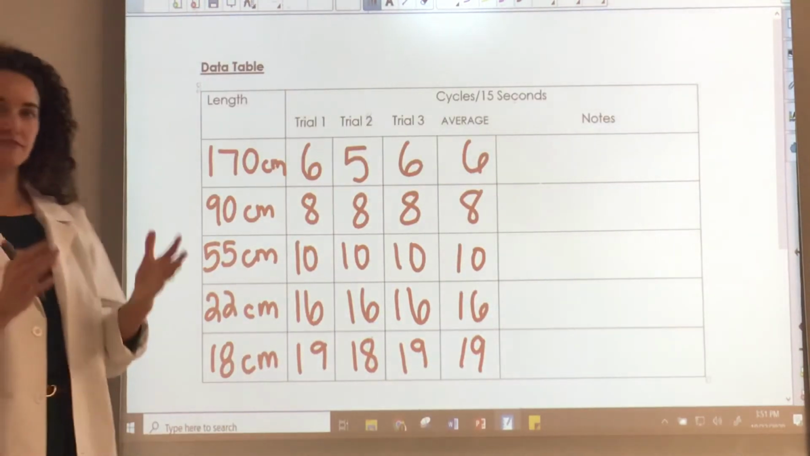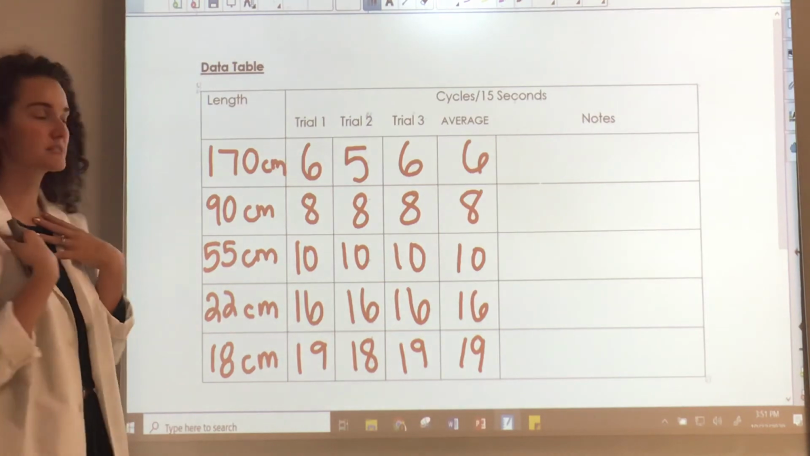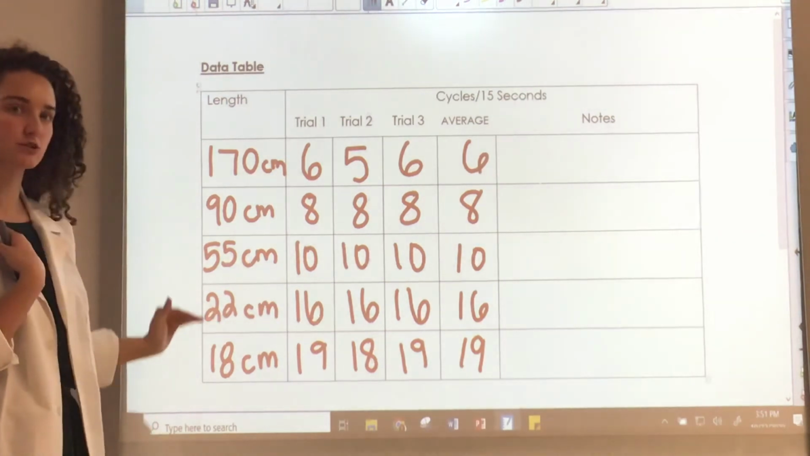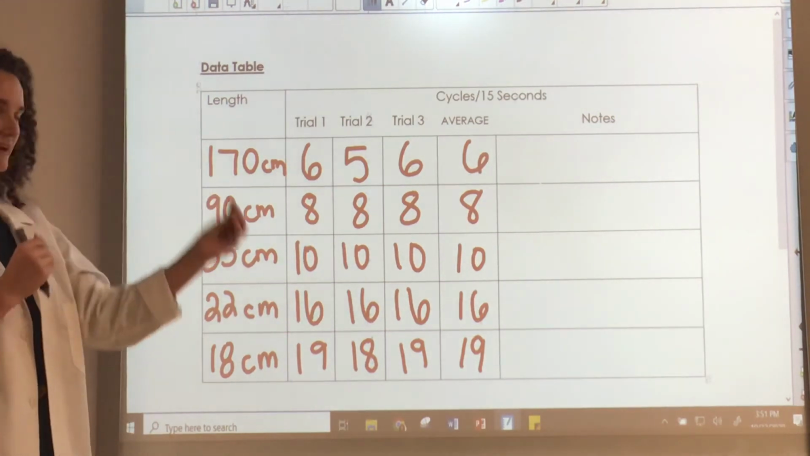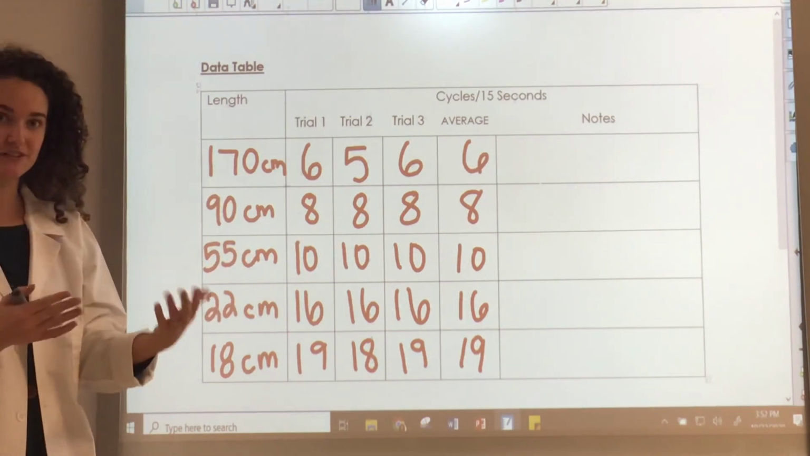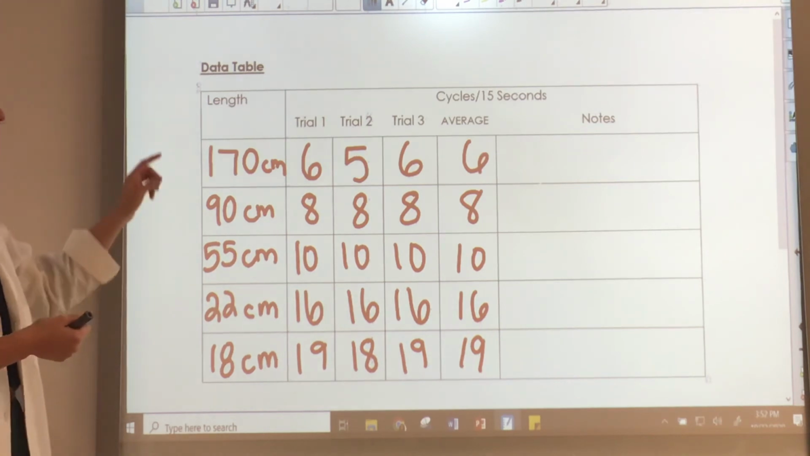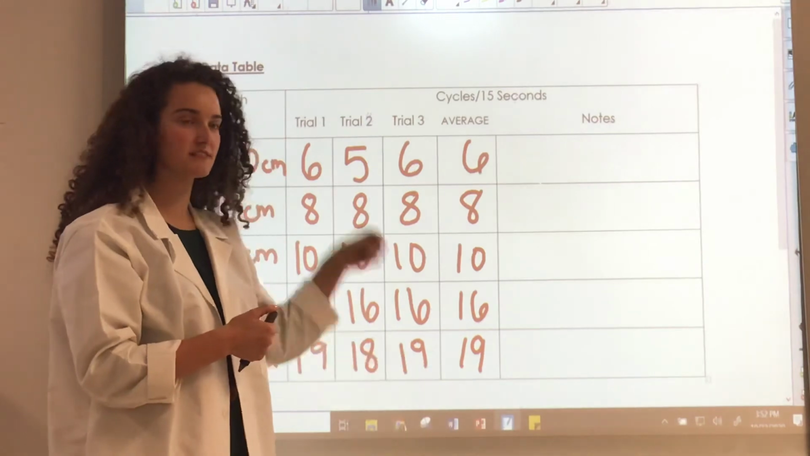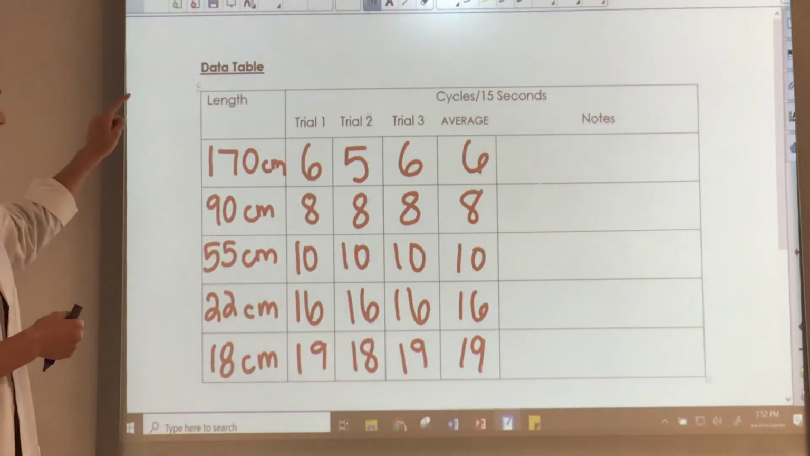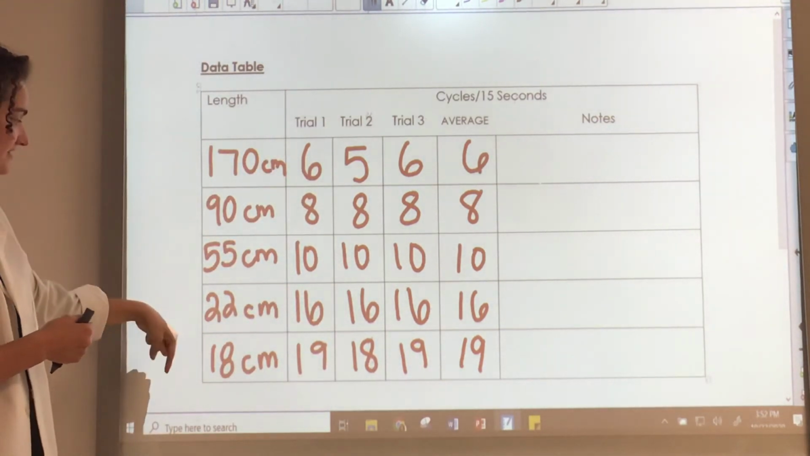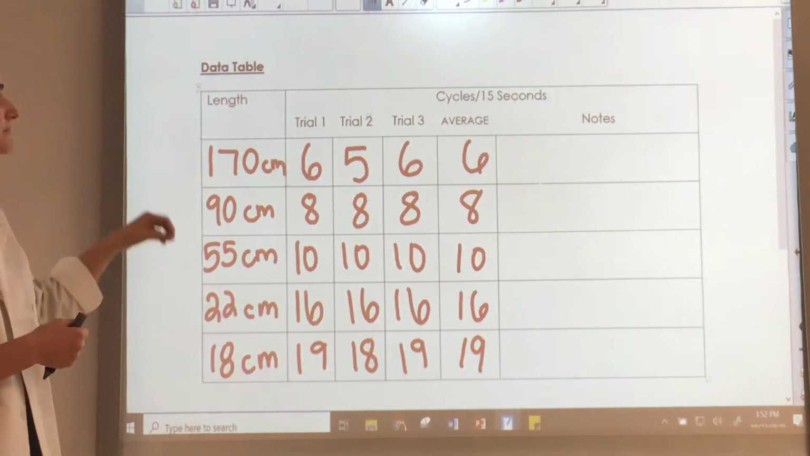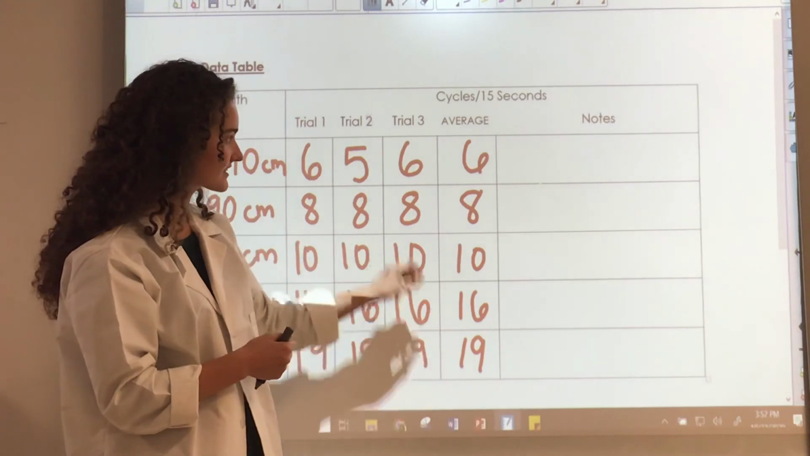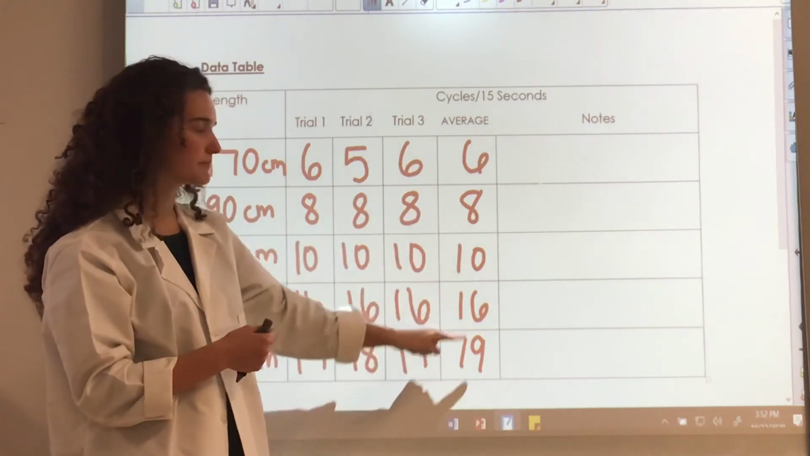Remember, our independent variable is what we change as the experimenter, and we changed the length every time we chose a shorter and shorter length. The dependent variable is what we observed that was affected by the independent variable, and that is going to be our average cycles per 15 seconds. So we can notice as our lengths went down and got smaller, it looks like the number of cycles that we got every 15 seconds got bigger and bigger and bigger.